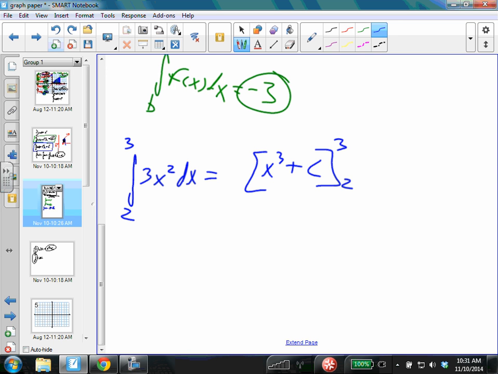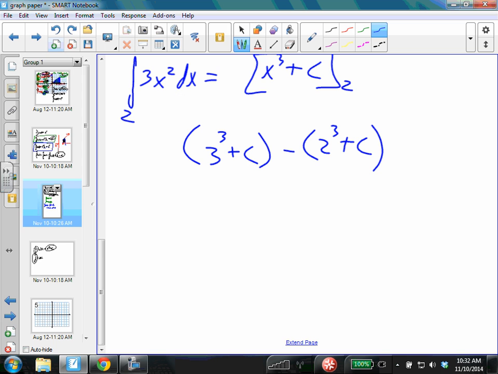Okay, now there's one more important thing that we need to do. So now what we want to do is plug in, what's our B in this case? 3. Okay, so we're going to plug 3 in. Let's see. So that right there is f of B, right? This right here. Minus f of A, which is what? 2. So now we're going to plug in the 2. And this is an important concept. What's 3 cubed? 27 plus c. And then 2 cubed is 8.